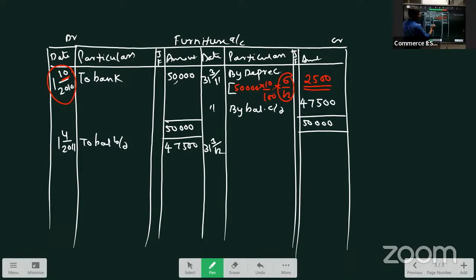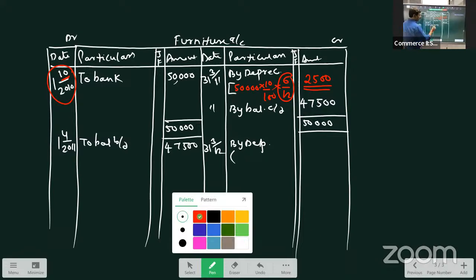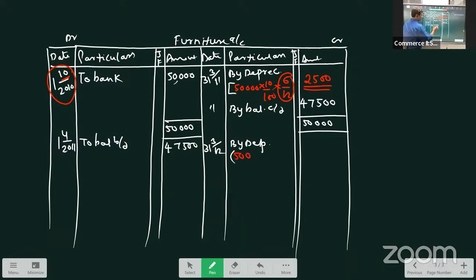Okay. By depreciation. Again, recall what is the method we are following? We are following straight line method. Under straight line method, depreciation is always calculated on the original cost. That is 50,000 into 10 by 100. Sir, there you took 6 by 12 because it was purchased in October and closed in March. But here it is used for the entire year, starting from April to March. So full year depreciation would be 5,000.